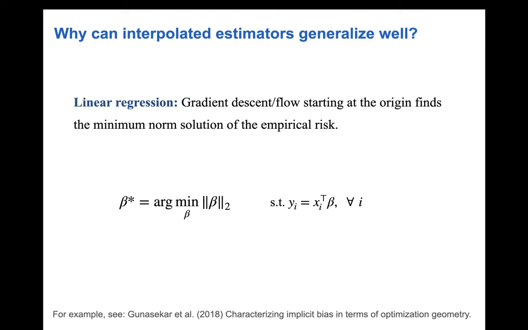For example, one of the cases is linear regression. People have shown that gradient descent, starting from zero, actually finds the minimum norm solution of the empirical risk. So basically, for a linear estimator, this means your estimator exactly interpolates the training data set, which means you have exactly y equals xi transpose beta, right, for linear regression. But gradient descent will actually find the estimator with the minimum L2 norm among all interpolators.